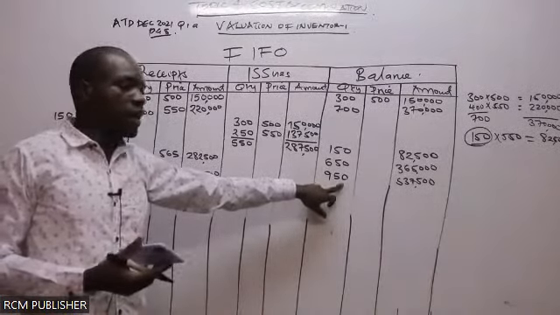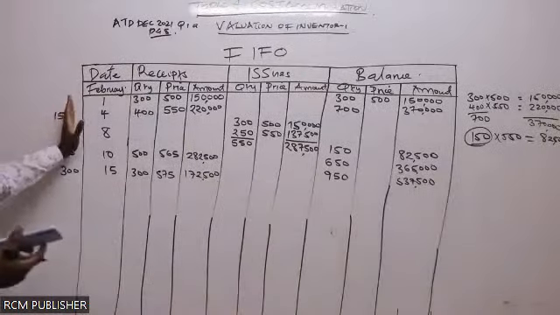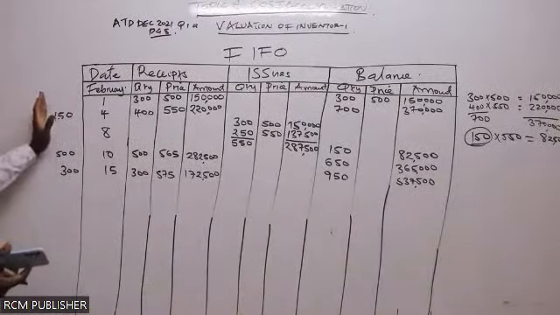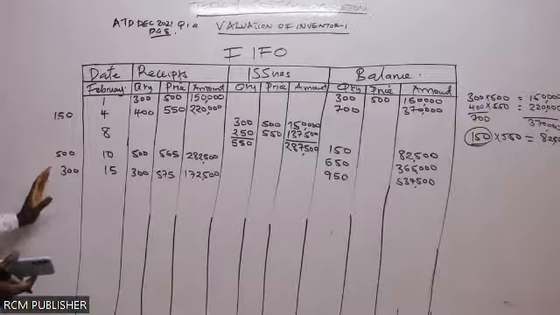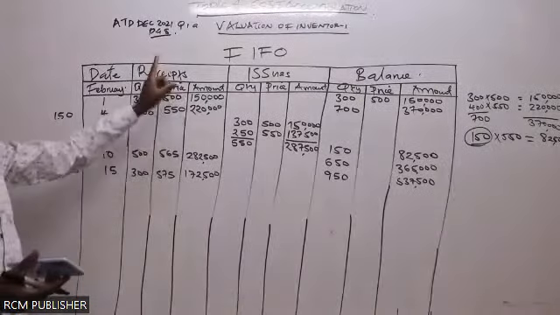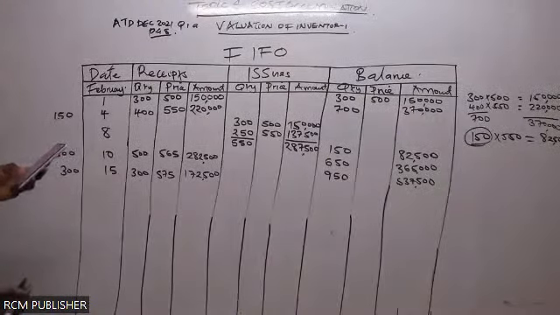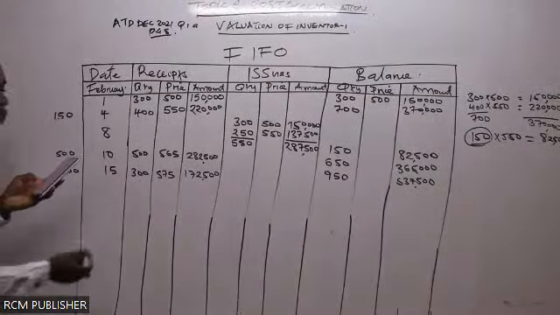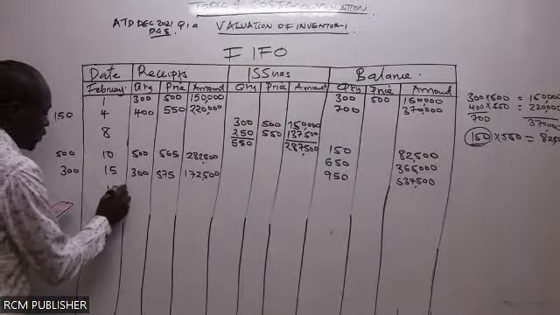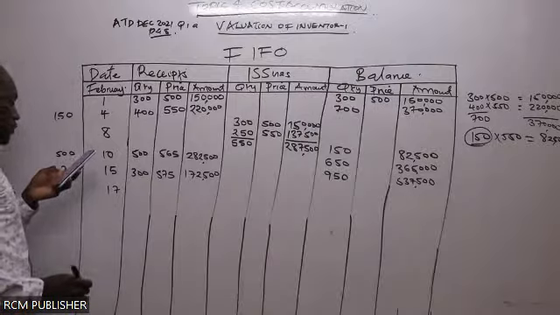This one here is not part of the question, but if you use your pencil to indicate these quantities here, you will not miss anything in this question. Now, next date, from 15th, we are moving to 17th. What's happening on 17th? They are issuing goods. How many units?